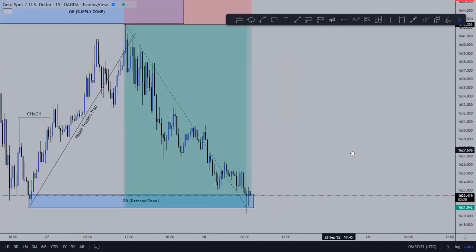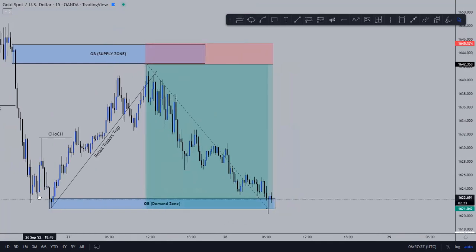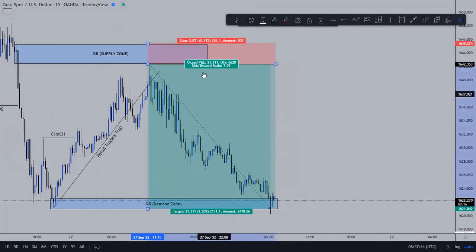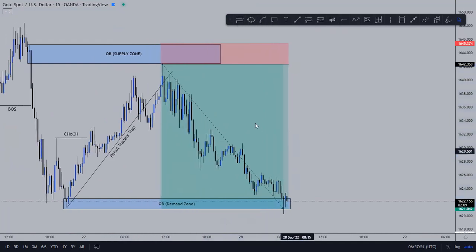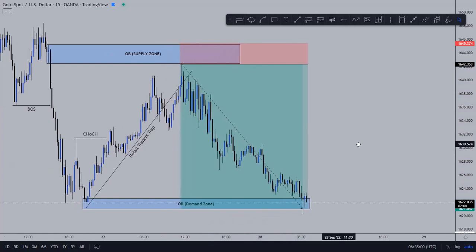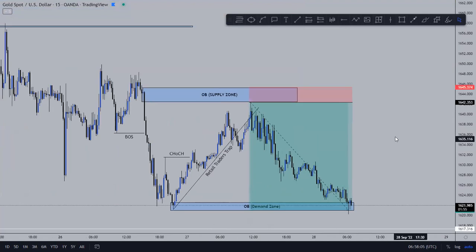So according to us, we took the entry there, supply zone. Our target was the demand zone here at the bottom, which has been reached. So the risk compared to reward was simply risking 30 pips, as you can see, 30 pips to make 213 pips. So that was the whole trade setup for gold yesterday.